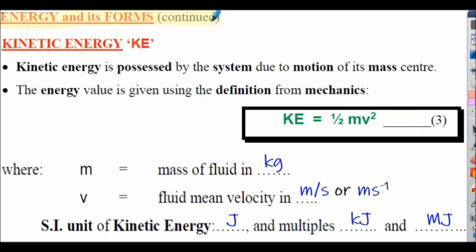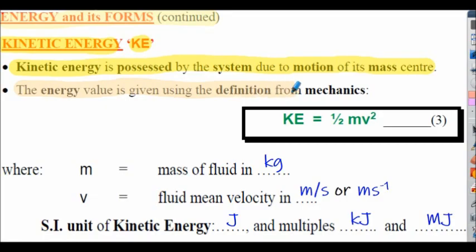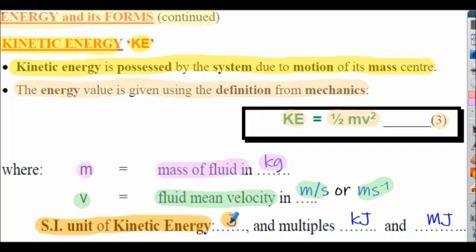Energy and its forms continued. Let's consider kinetic energy, KE. Kinetic energy is possessed by the system due to motion of its mass center. The energy value is given using the definition from mechanics, so KE is equal to a half mv squared, or mv squared divided by 2, and that's equation 3 for reference. Note that m denotes the mass of the fluid, in kilograms, and v is the fluid's mean velocity, in meters per second, or of course meters second to the power of -1. And the SI unit of kinetic energy is the joule, multiples kilojoule, megajoule.